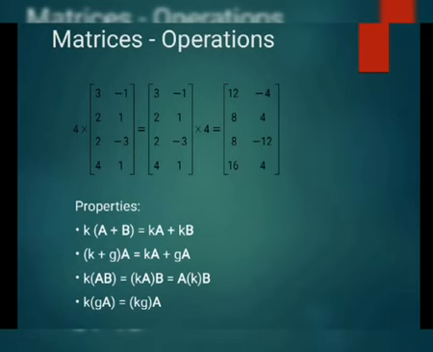Addition of any two scalars is multiplied by the matrix. So we can write the first scalar into the matrix plus the product of the second scalar with the matrix. And the third: scalar k is multiplied with A and B. So either you multiply the scalar k with A and then B, or you multiply scalar k with B and then A.